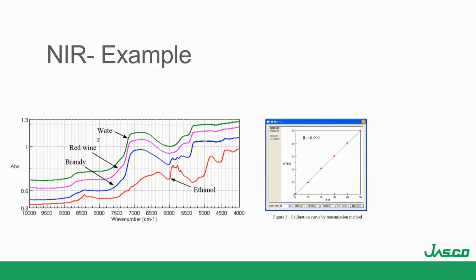So this is an example. So here's ethanol, and you can see it in the brandy and a little bit in the red wine, none in the water. So you can see these are very broad features. It's not as sharply defined as you get with IR. That's why you need a lot of samples. This is an example of a calibration curve from this data using transmission. And you can see there's a very good correlation here.